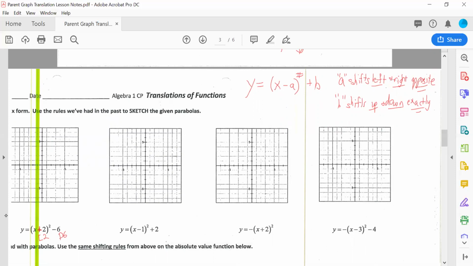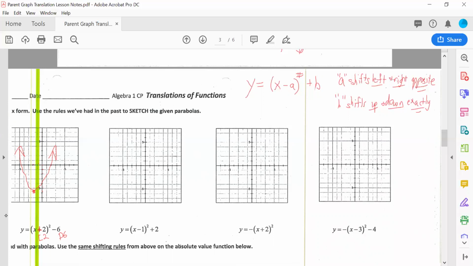So I'm going to go to the left 2 units, 1, 2. Then I'm going to go down 6, 1, 2, 3, 4, 5, 6. So to the left 2 and down 6, I'm right here. Last but not least, will this parabola smile at us or frown at us? It's going to smile because it is positive in front of the x squared. So, Mr. Cody, do we need to do 3 points or 5 points like we did last unit? No. I just want a rough sketch. It's a smiling parabola shifting up.